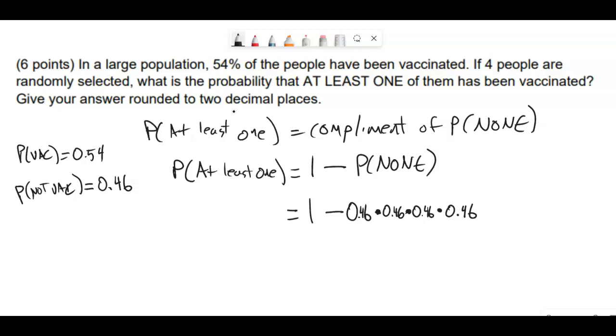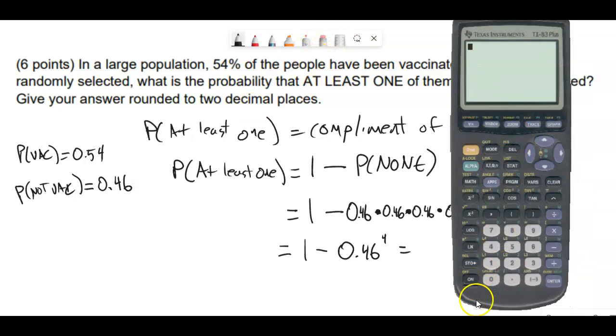1 minus that, at least one of them was vaccinated, which is what we're after. The formula, therefore, the quickest way, 0.46 to the 4th. And now we just go to a calculator and work that out.